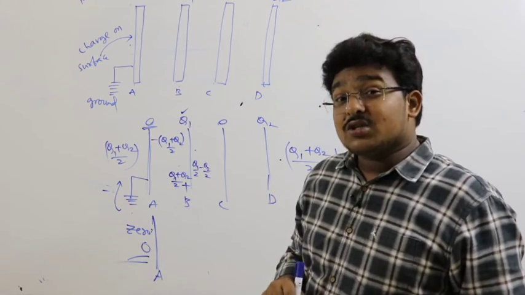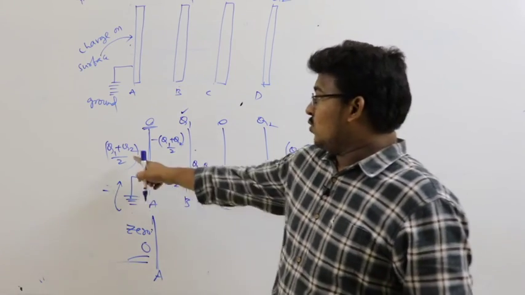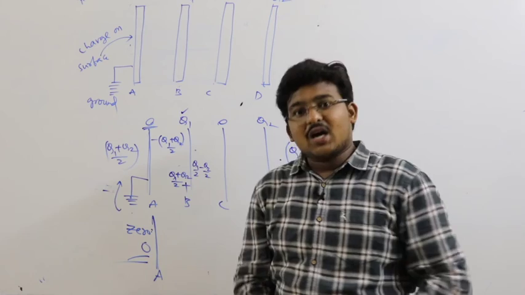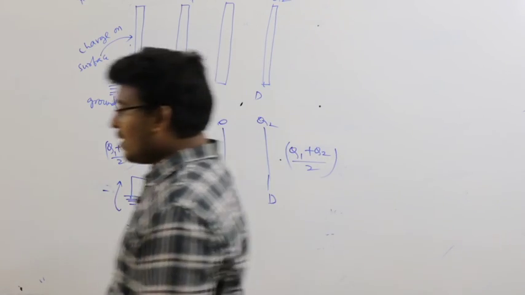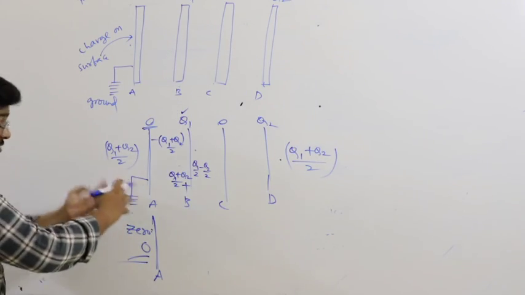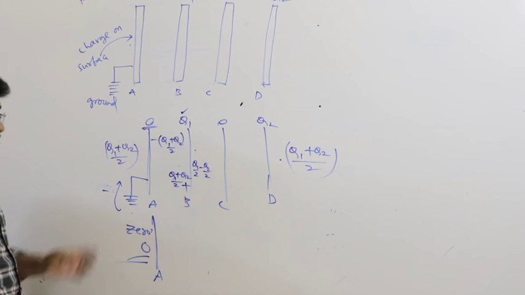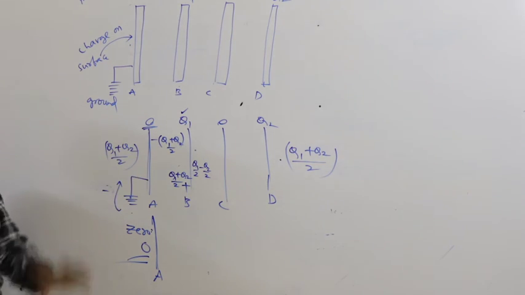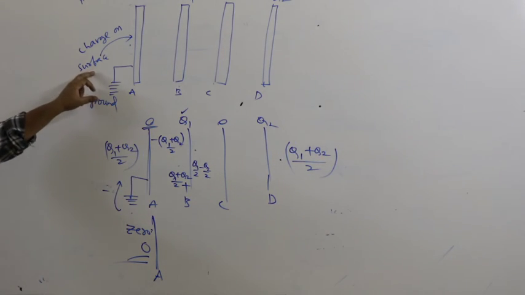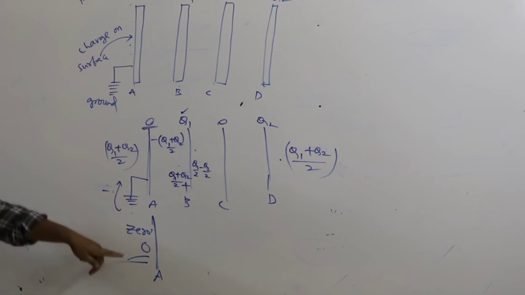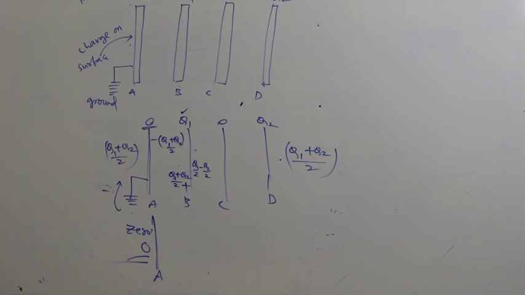So now what is the charge taken by the earth? Q1 plus Q2 by 2. This much charge was taken. Or you can say this much negative charge was sent, so that this surface becomes neutral. So what is the answer for this question? Charge on the surface will be 0. Okay, right. We'll see one more question.